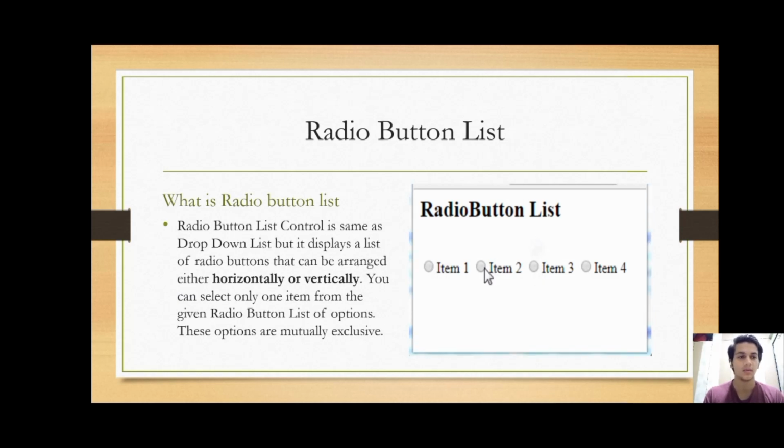So basically a radio button list is when numerous options are given, and out of all of them you can select only one, and the options can be either in horizontal or vertical format.